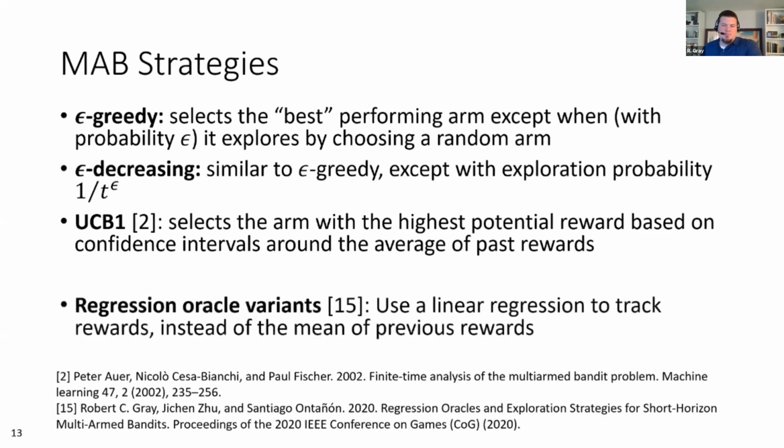We also ran variants of Epsilon Greedy and Epsilon Decreasing that incorporated a regression oracle, discussed in further detail in another paper. In short, rather than using the mean of past rewards to predict future values for an arm, we set up a linear regression model that includes the chosen arm as a feature.